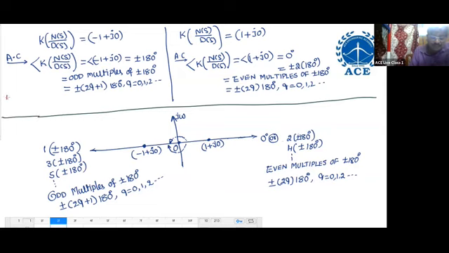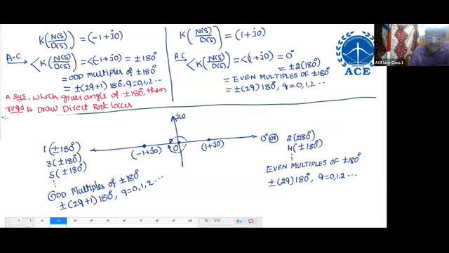A system which gives angle of plus or minus 180 degrees is required to draw the direct root locus. Another word for direct root locus, what is another word for direct root locus? Anybody?